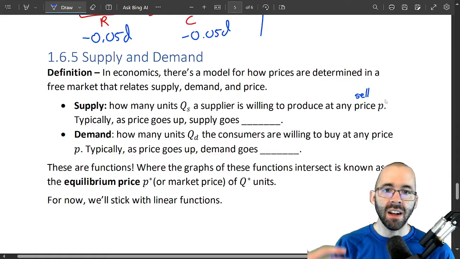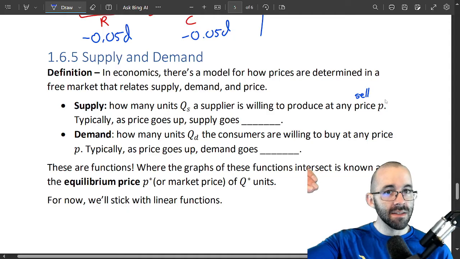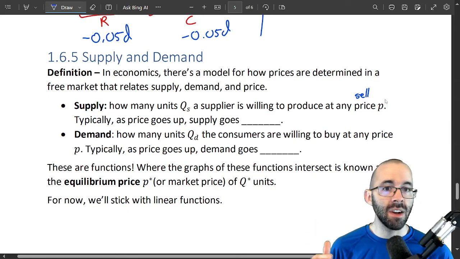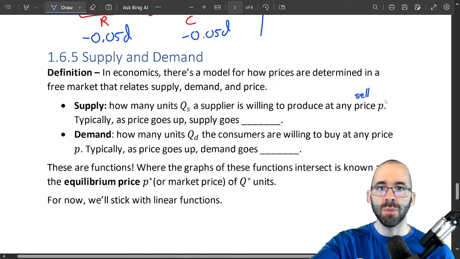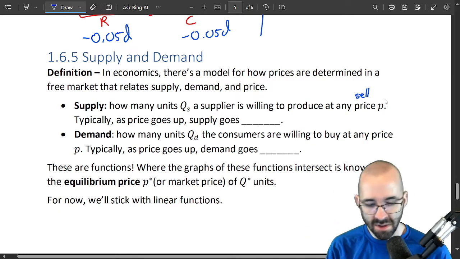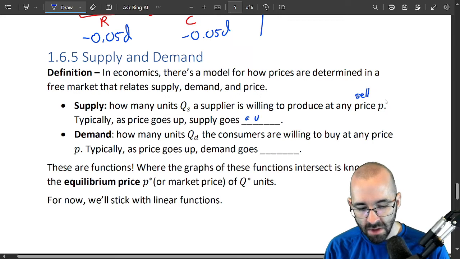So if we can sell at higher prices, will suppliers increase or decrease how much they're creating? Well, if we're selling at higher prices, the supplier is probably going to want to sell more items. So supply is going to go up.